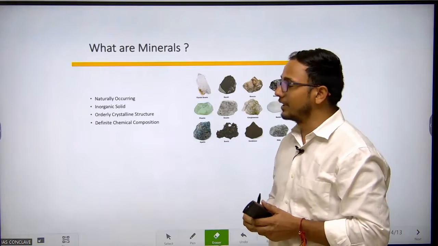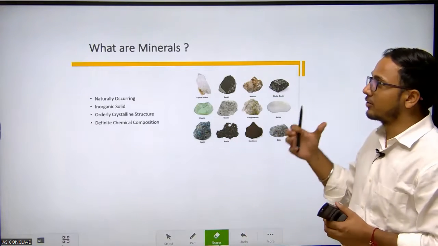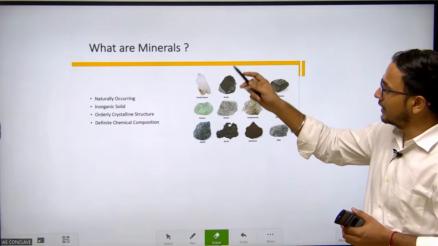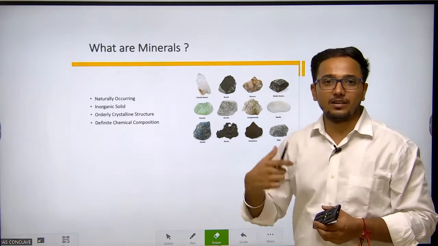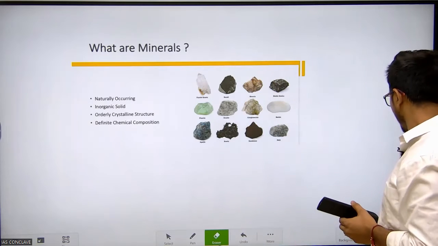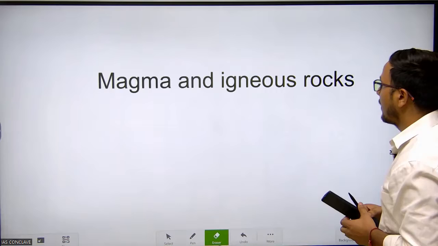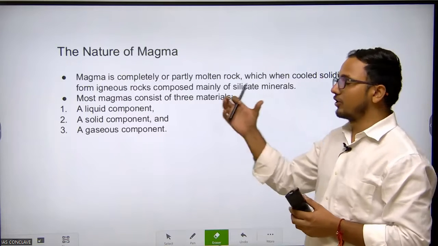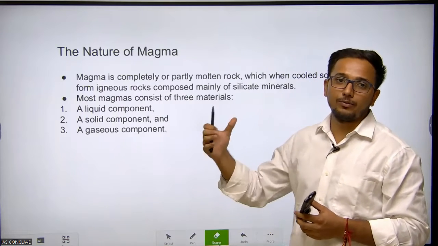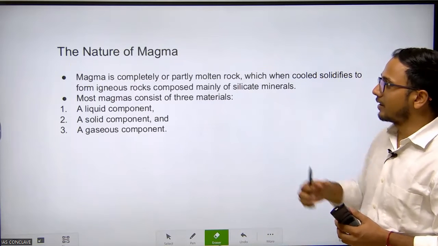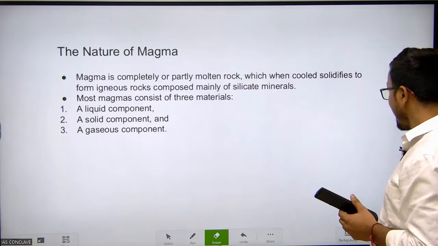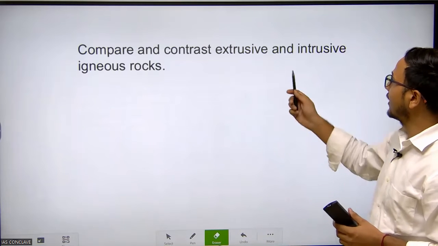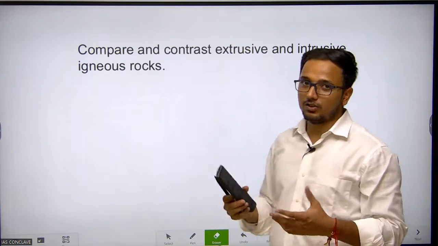Now we have already covered what minerals are and how minerals form, so we have covered the different aspects of minerals and matter in this chapter. Now we will cover magma and igneous rock. In this also we have covered the nature of magma, how magma is different from lava, and what the major components of magma are. Now we will cover the extrusive and intrusive igneous rock.